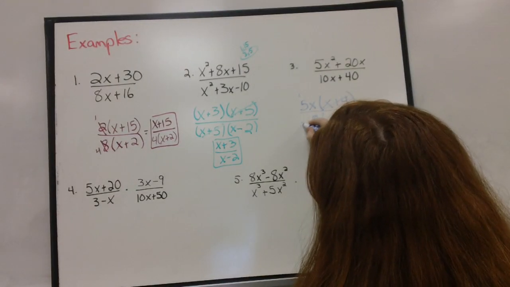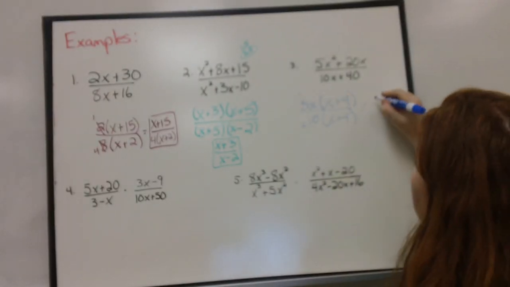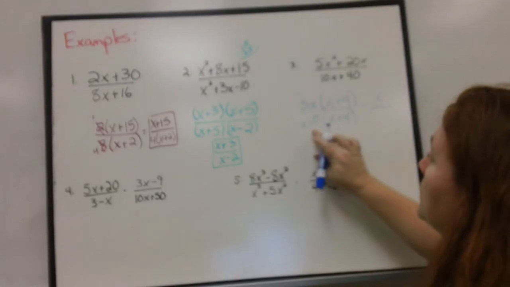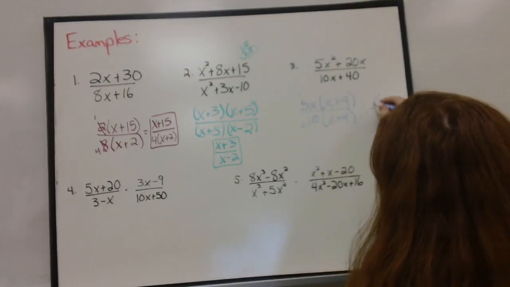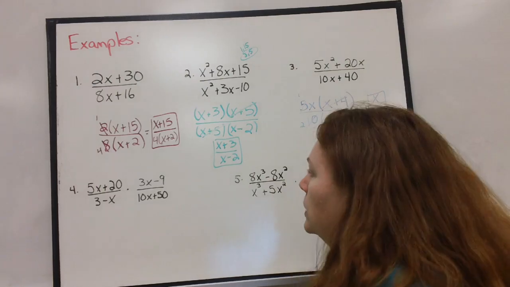So what is my final answer? In the numerator, all I have left is an x. In the denominator, all I have left is a 2. All right, next. Let me zoom through some of these so I don't go too long.